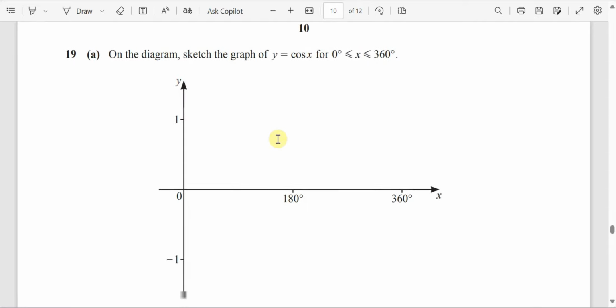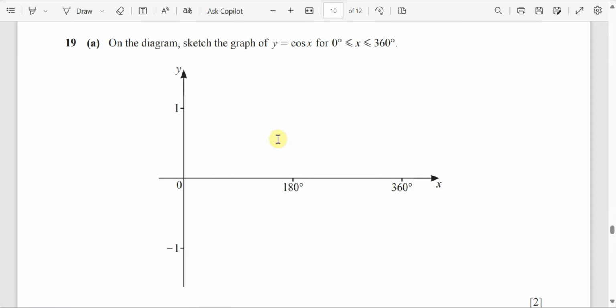All right, we'll move to question 19. On the diagram, sketch the graph of y equals cos x. Now, when you're asked to sketch the graph, you're not drawing the graph to scale, so you can make a bit of small markings here. This is 90 and this is 270. So you get your calculator, and you check what cos 0 would give you. If you check your calculator, you see that cos 0 is 1. Cos 0 is 1, and cos 90 is what?